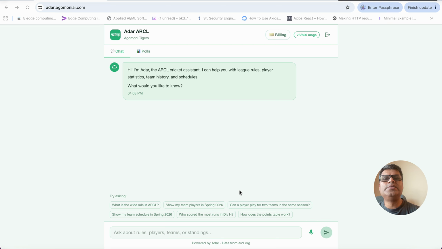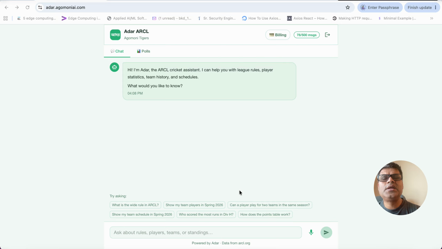They can utilize this assistant. They can get the ARCL rules. They can get the player statistics, team statistics, prior histories, upcoming schedules, right? For any teams, not only their own teams, and their umpiring assignments. And whenever any conflict comes up in terms of the rules, they can take the help of this assistant and get the answer right away.